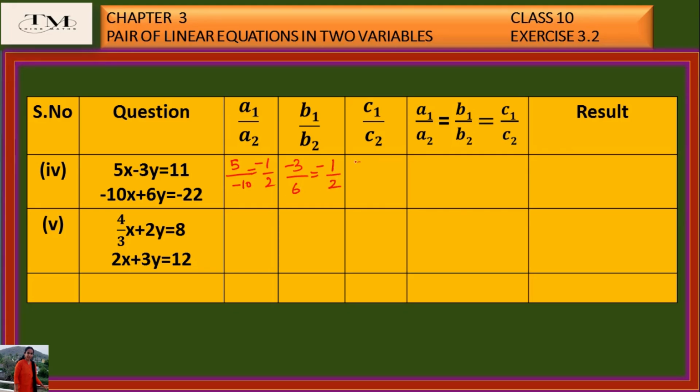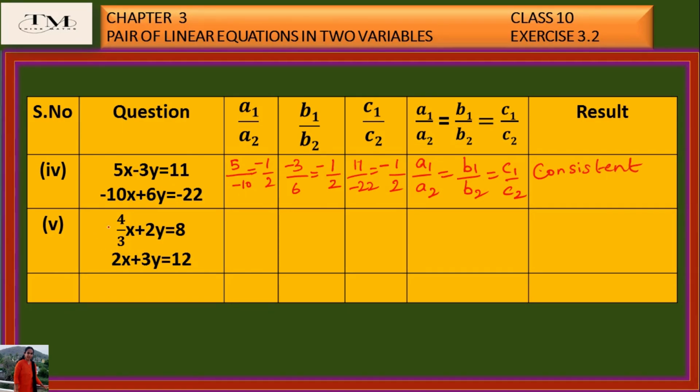Then C1 by C2 it is 11 by minus 22. So which is equal to minus 1 11s are 11, 2 11s are 22. So all answers are same, minus 1 by 2. So we can say A1 by A2 equal to B1 by B2 equal to C1 by C2. So then the solution is consistent.